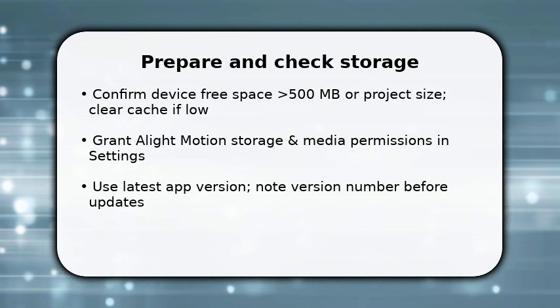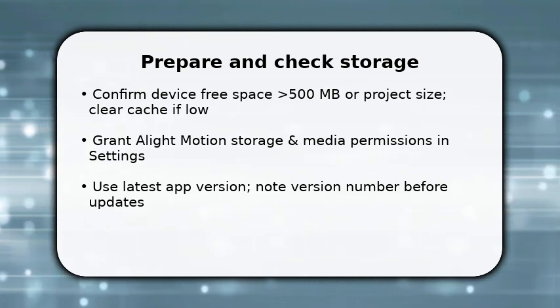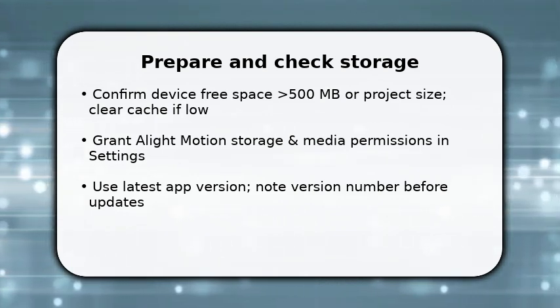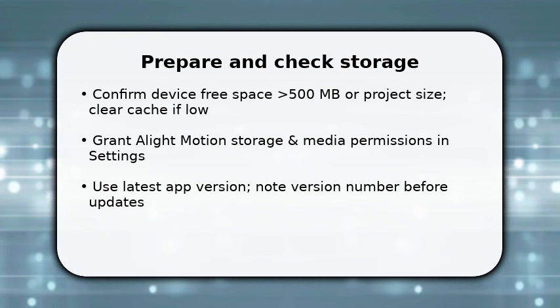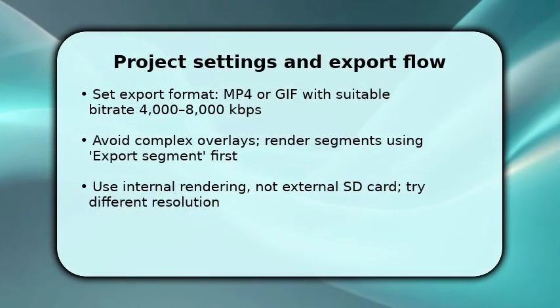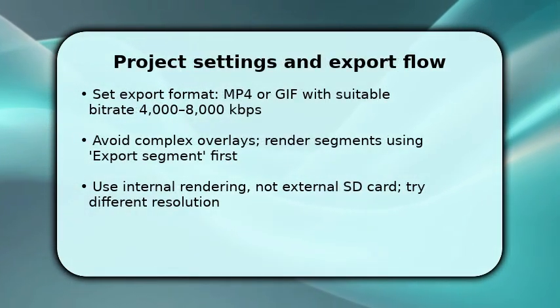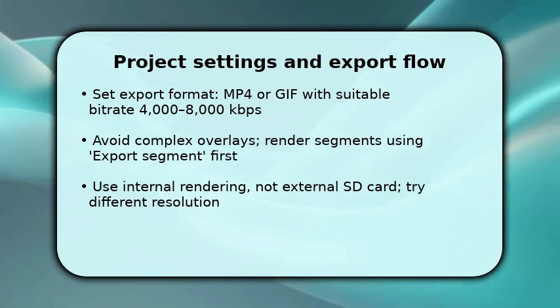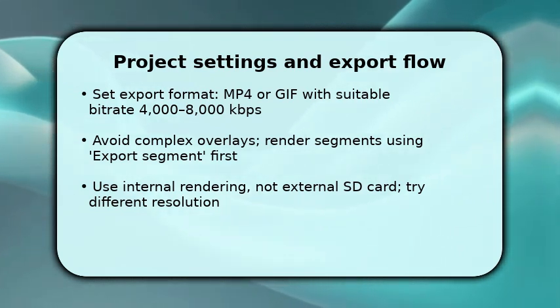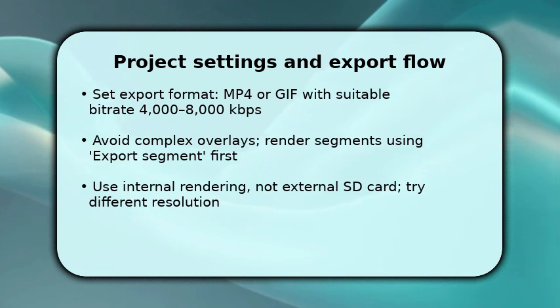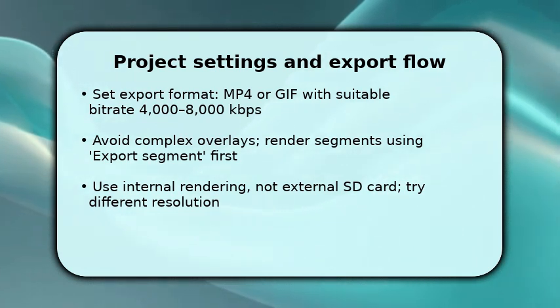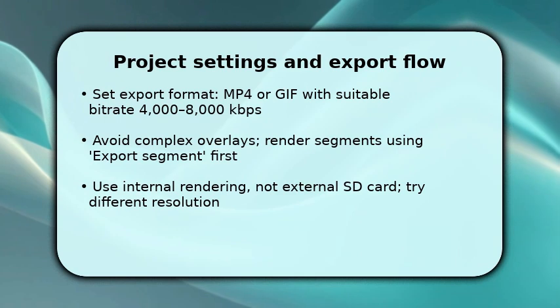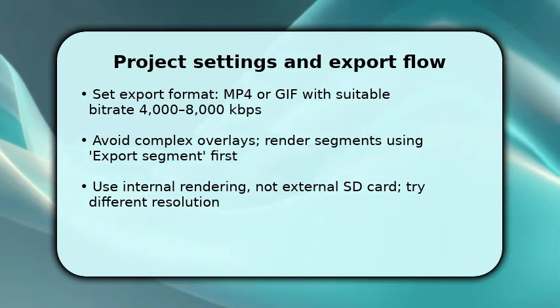Now back into Alight Motion and avoid modifying files while saving. That prevents partial writes or corrupted exports. You should optimize the project before exporting. Choose MP4 for video with a reasonable bitrate, because overly high bitrates or exotic codecs can fail to save. If your project is complex, render smaller segments first and reassemble. This reduces memory spikes that interrupt saves.